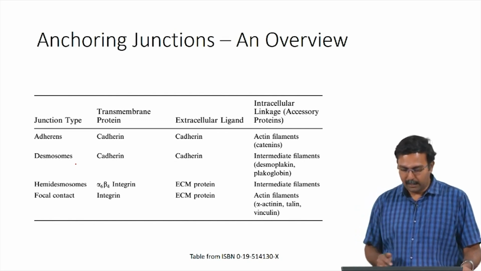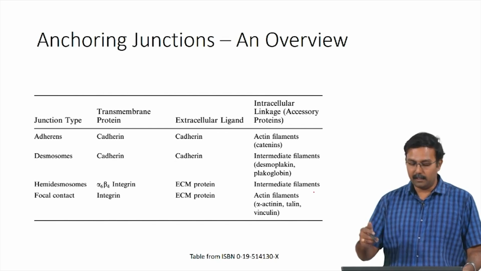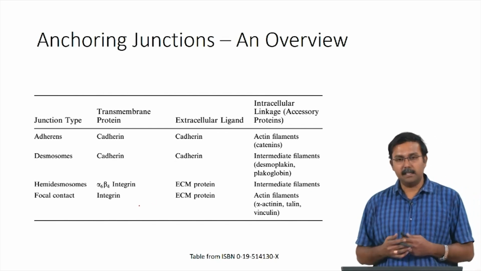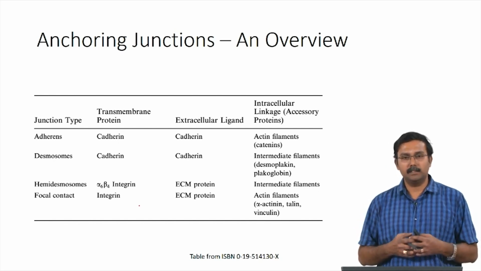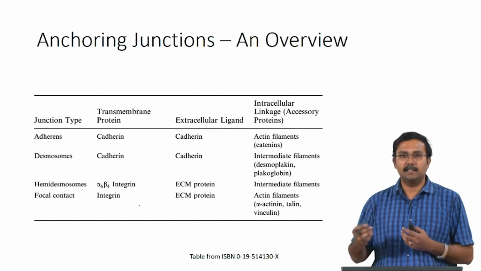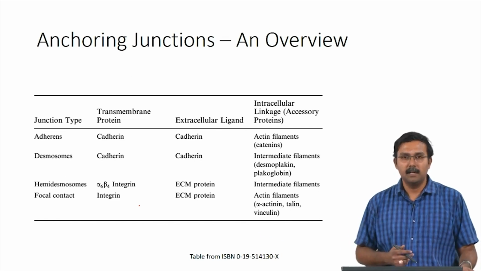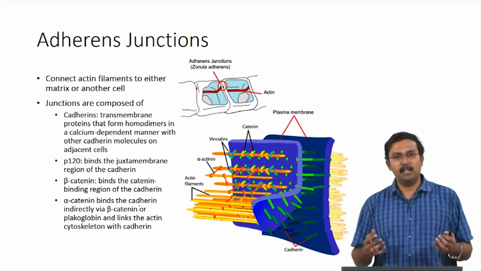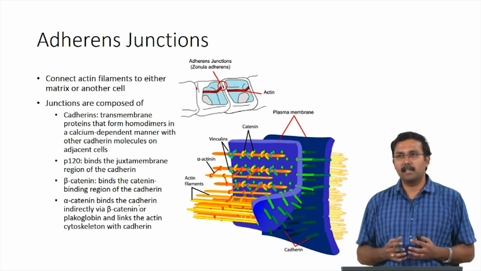Again, intermediate filaments are involved in the intracellular linkage. So, a focal contact is basically an integrin-ECM protein junction, where an actin filament acts as the intracellular linkage. So, integrins and cadherins are usually involved in these types of anchoring junctions.